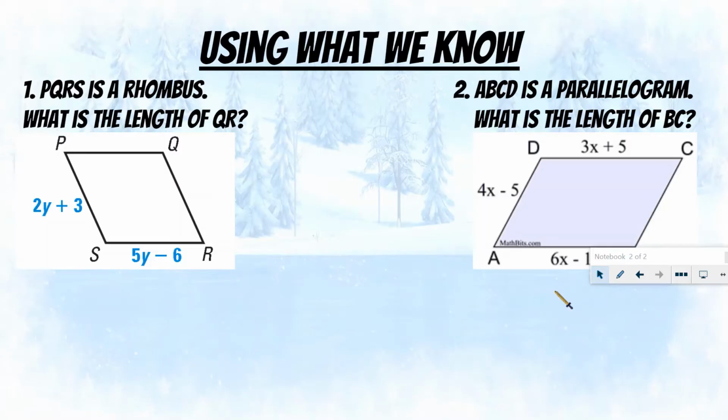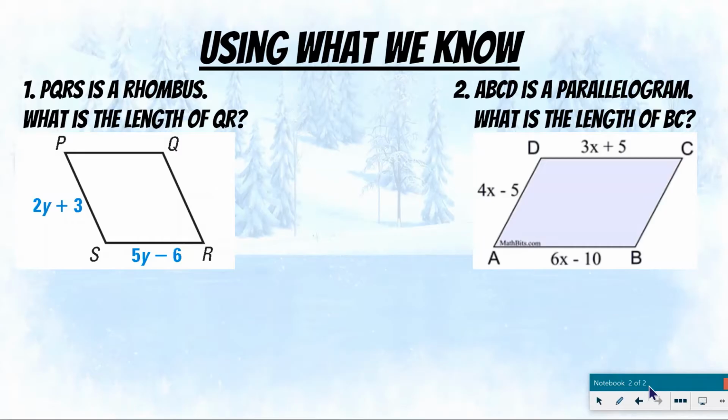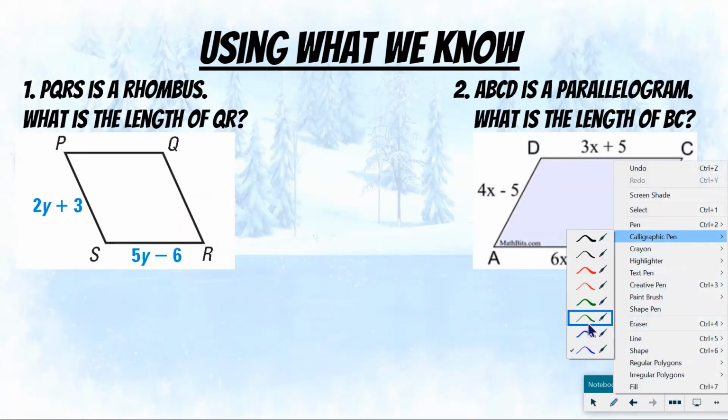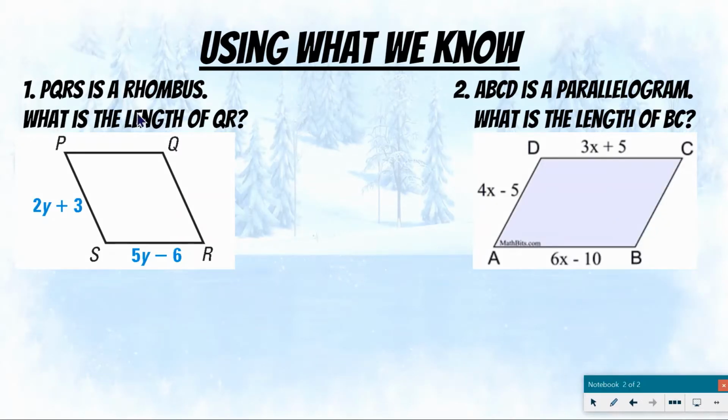All right, so now we're going to use what we know to solve for a missing length or variable or a measurement of an angle. So here we're told that PQRS is a rhombus, which means all of these sides are congruent, which is really the piece of information that I needed. I'm going to solve for the length of QR, which is the same as all the other three sides. So I'm going to solve for y, and then plug it into either of these, they should be the same, to solve for the length of QR.